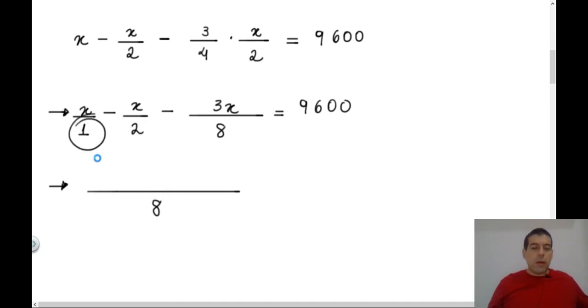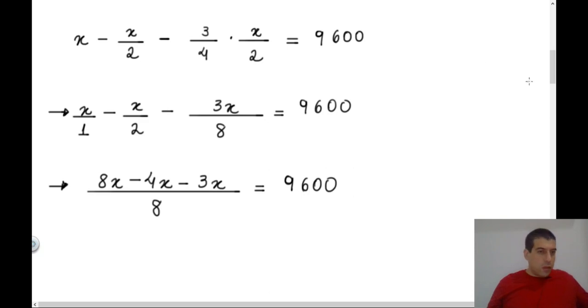8 divided by 1 will be 8, and 8 times X will be 8X. I will keep the minus sign here, and 8 divided by 2 will be 4. 4 times X will be 4X. And finally, 8 divided by 8 will be 1. 1 times 3X will be 3X. And this will be equal to 9,600.